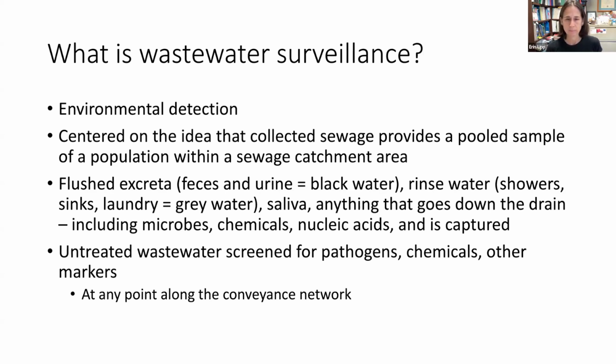that can then be found downstream. So we can use the untreated wastewater before it goes into the treatment train to screen for pathogens, chemicals, or other markers. We can also look for these things at any point along the conveyance network. And I'll talk a little bit more about when that might be important: to go all the way downstream so you're catching the entire catchment area, or you want to move back up into specific regions.